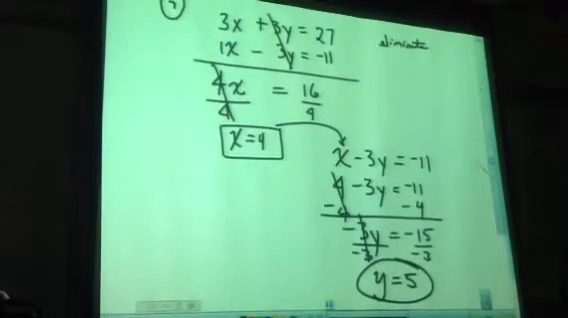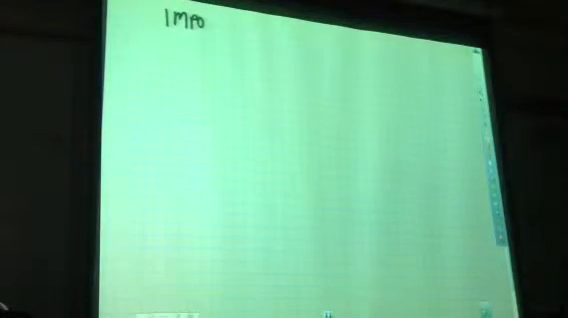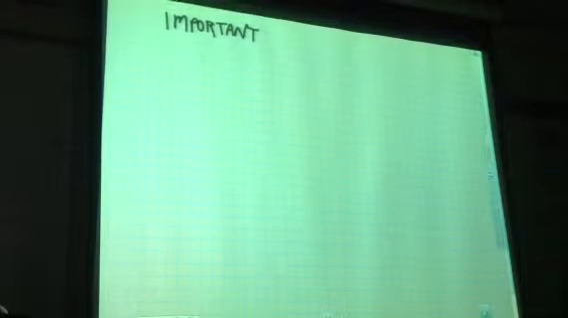I'm going to show you one little thing that I need to show you before I go, and I'm signing off. This is important. Make believe you're solving a system of equations and you get a situation such as this.